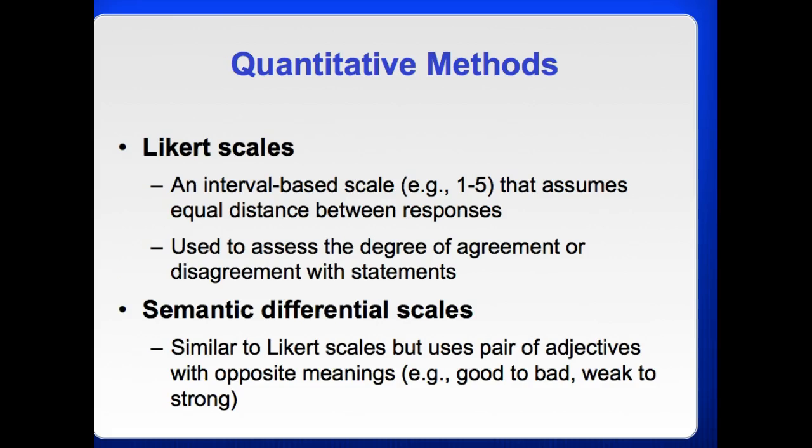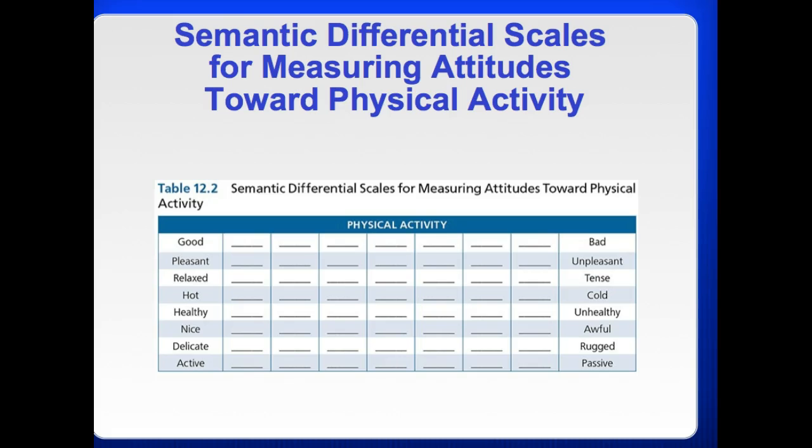Quantitative methods: Likert scales, an interval-based scale of 1 to 5 that assumes equal distance between responses and is used to assess the degree of agreement or disagreement with statements. The semantic differential scale is similar to the Likert scale but uses pairs of adjectives with opposite meanings, like good to bad, weak to strong. Semantic differential scales can measure attitudes towards physical activity. So you start with good to bad, pleasant to unpleasant, and then you rate it in between.